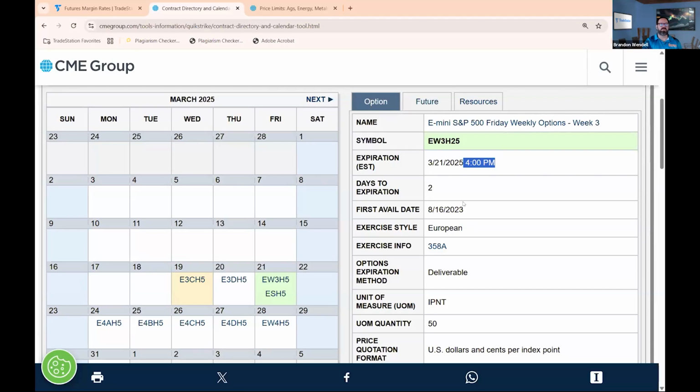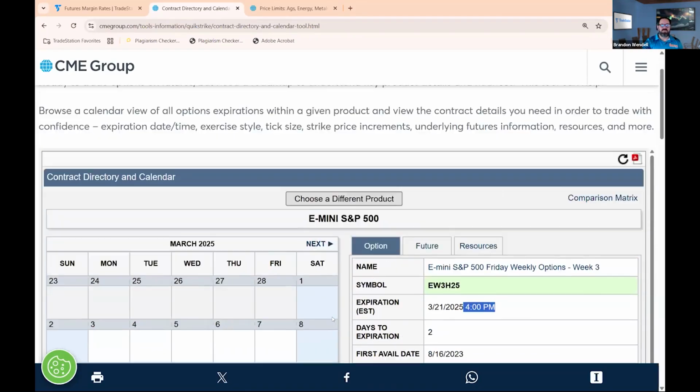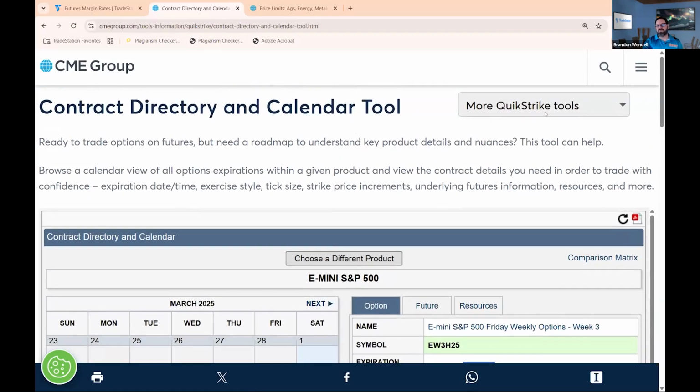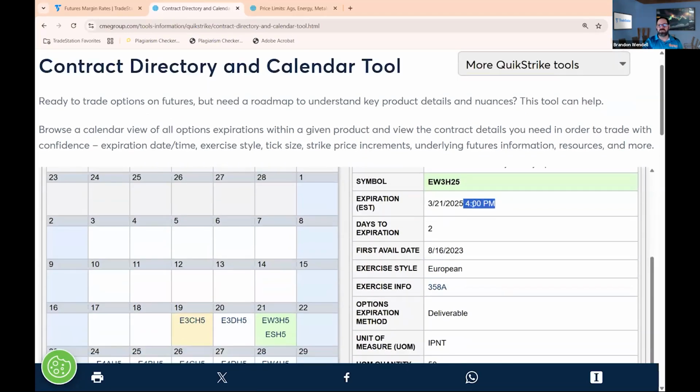On the 21st. That'll be the settlement for it. That's how you find it. Contract directory. And what did I say it was? Contract directory and calendar tool. And you just do a search for it, and all that information is right there.